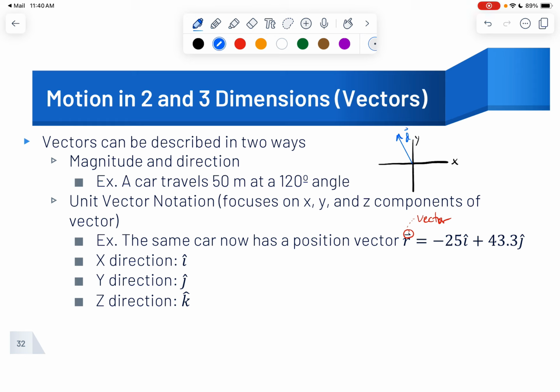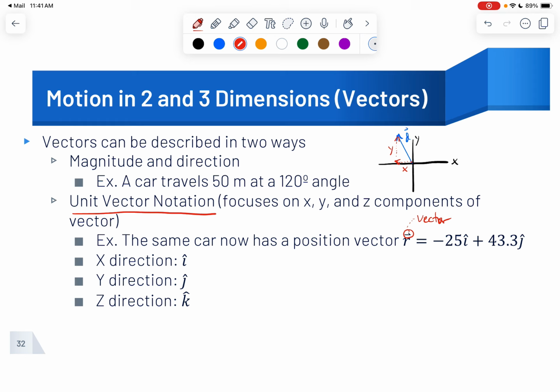Now, the second way that we're going to focus on for this one is what we call our unit vector notation. Instead of thinking about total distance traveled, which is typically a scalar quantity, at a particular angle, we instead want to figure out what are the actual x and y components of this vector. Our job is to figure out, as you travel those 50 meters, how much of that is taking us along the x direction, and how much is taking us along our y direction.